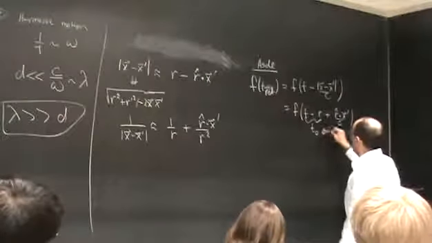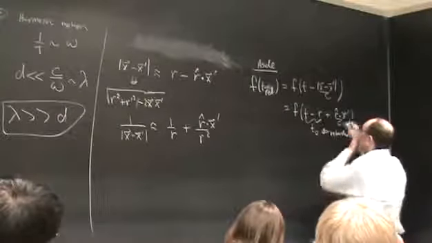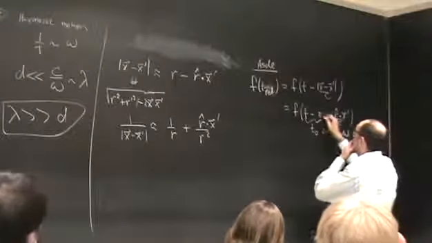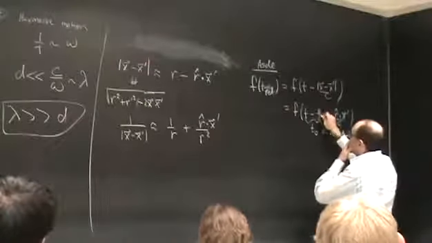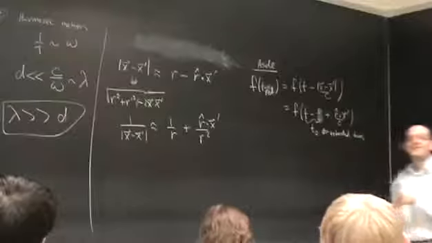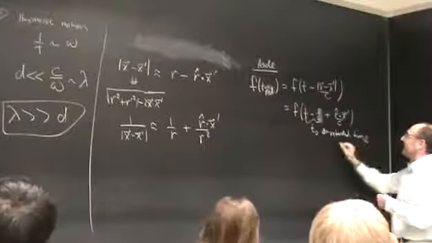That's the retarded time. In the first arrow, I should have a c in the denominator. It should indeed, thank you. Sometimes c is 1 in my head and sometimes it's not.